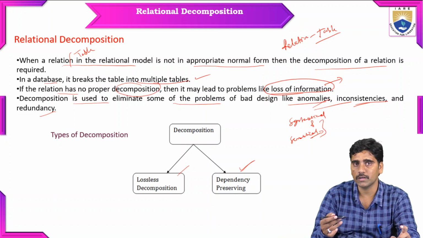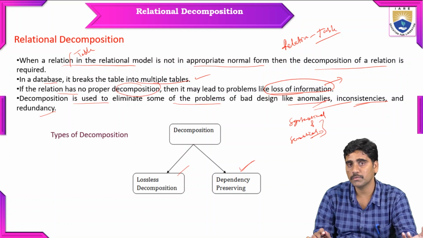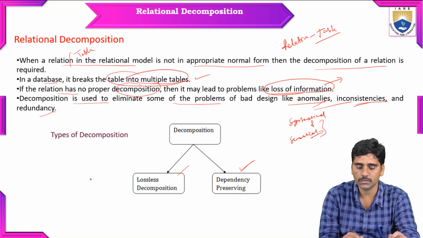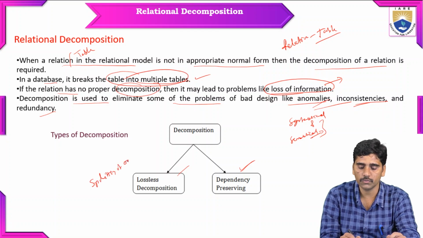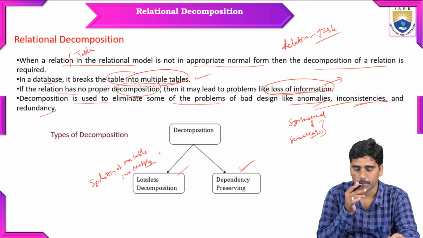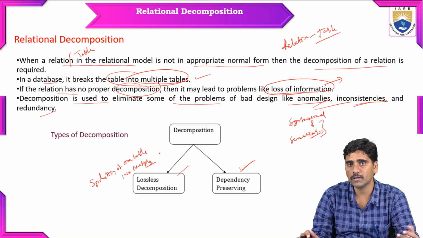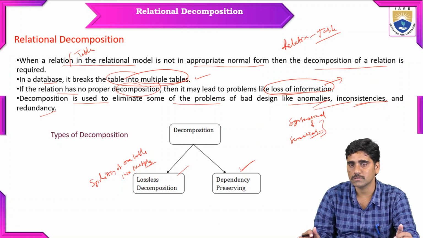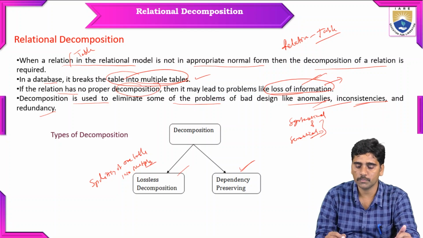So decomposition of relation is required. Decomposition is nothing but breaking a table into multiple tables, splitting one table into multiples. If the proper decomposition is not performed, then the data will be lost. The loss of information will occur. So there are two types of decomposition process.